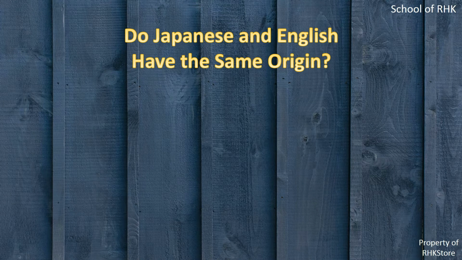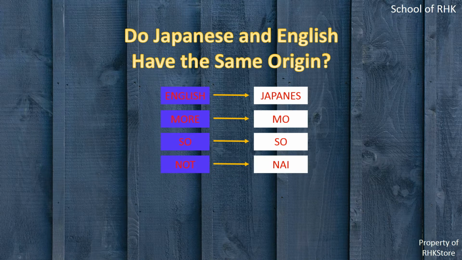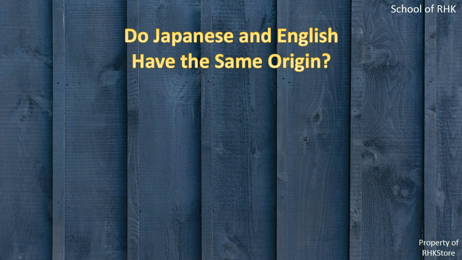Do Japanese and English have the same origin? Let's see some other examples. If the proto-language argument is applicable, then Japanese and English must have the same linguistic origin. There are supporting examples, like more in English means more in Japanese. Another is so in English means so in Japanese. And the word not in English is almost the same in Japanese, nai, and such more. The same we can apply to many pairs of languages.